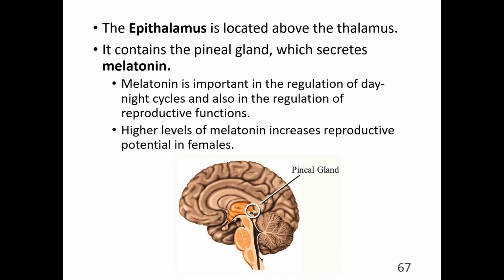All right, let's start with the epithalamus. The epithalamus is located above the thalamus. Epi's above the thalamus. It contains the pineal gland, which secretes melatonin. Melatonin is important in the regulation of day-night cycles and also in the regulation of reproductive functions. Higher levels of melatonin increase reproductive potential in females.